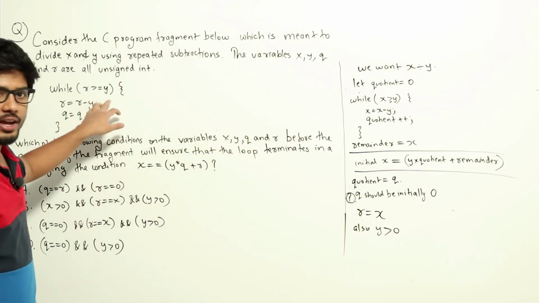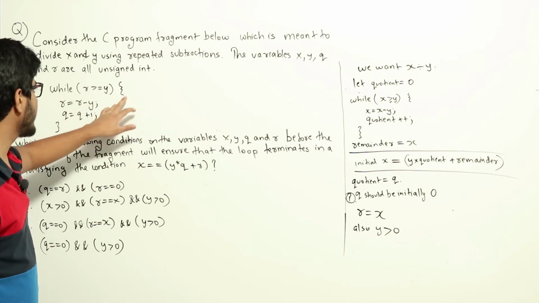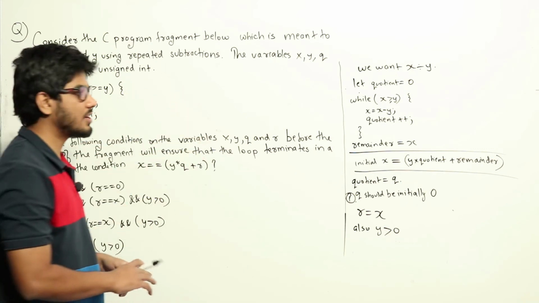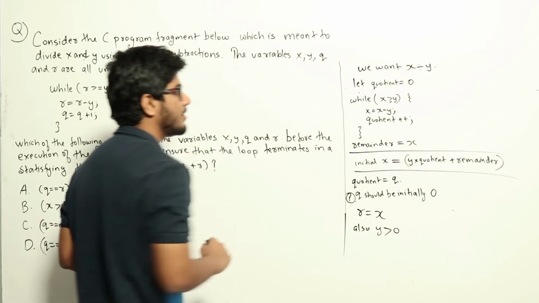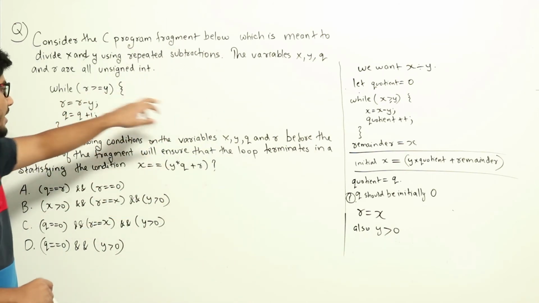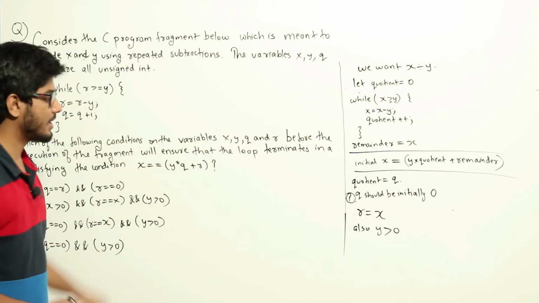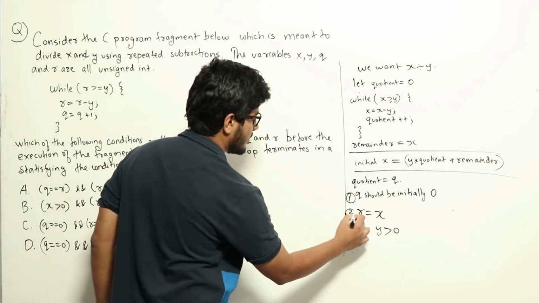That is one condition. Now in the while loop, the condition is r is greater than or equal to y. Now we were doing x's division with y, and the condition was x is greater than or equal to y. Now from this we can see that r should be equal to x. That is the second condition here.